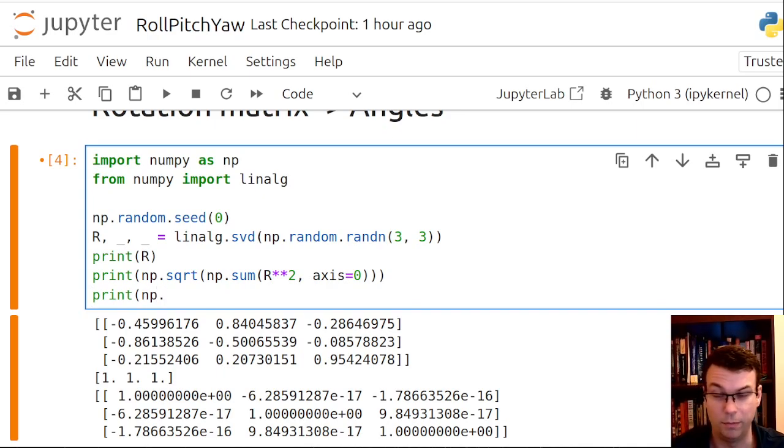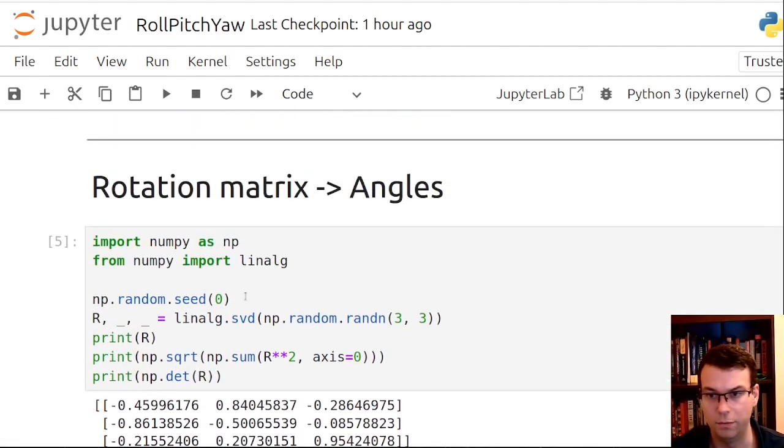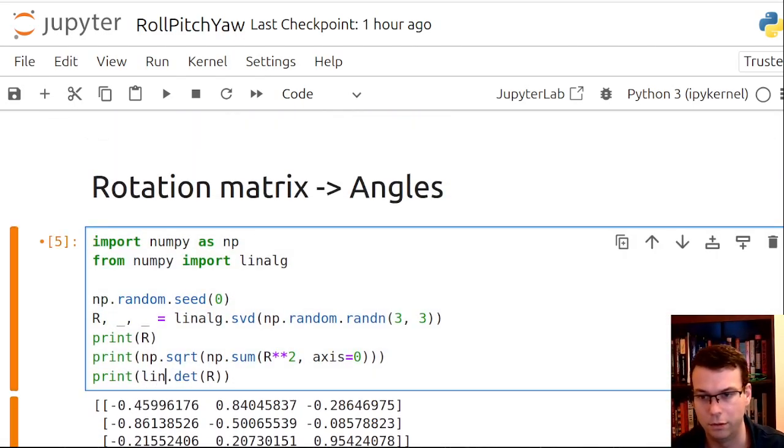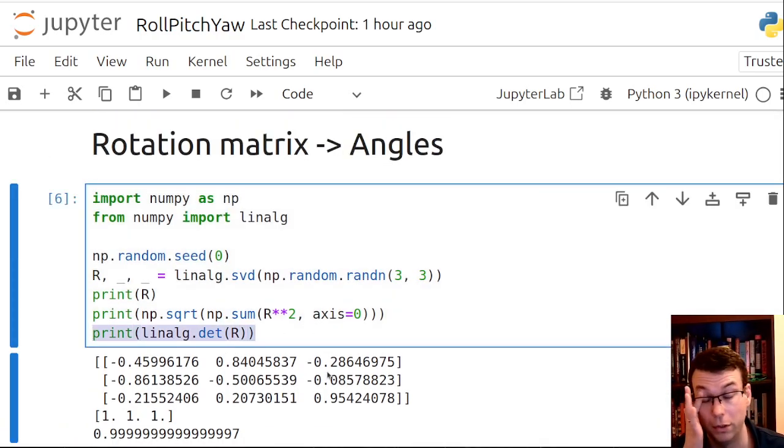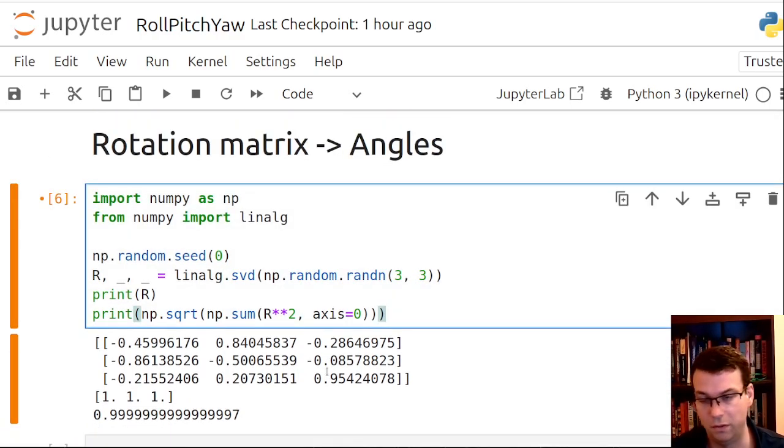So I can check that with something called the determinant. And I get, whoops, I meant to say linalg.det. Okay, that gives me a positive number, should be 1, approximately 1. Okay, so this is a valid rotation matrix.